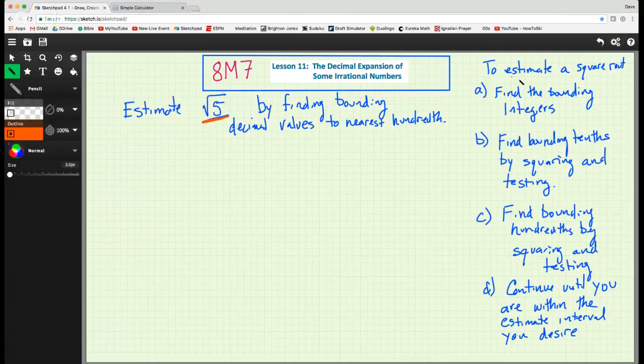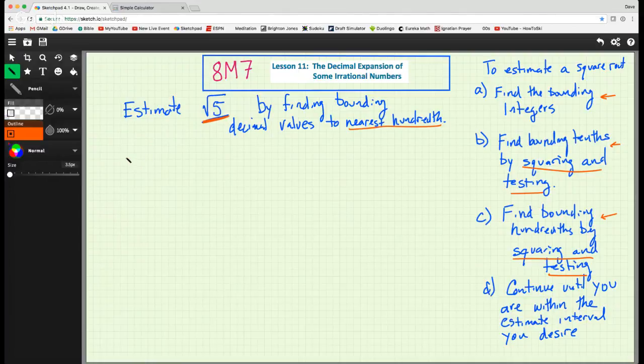And the way we're going to estimate it is we're just going to find the bounding integers, and then we're going to find the bounding tenths by squaring and testing. I'll show you what this squaring and testing method is in a second. And then we're going to find the bounding hundredths by squaring and testing again. And then we're going to keep going until we're within the desired interval. In this case, we need the nearest hundredth, so we're just going to go integer, tenths, then hundredths, and then we'll be done. There's an example that we'll do in a little bit where we go to the nearest thousandth, so we'll just do the process one extra time.